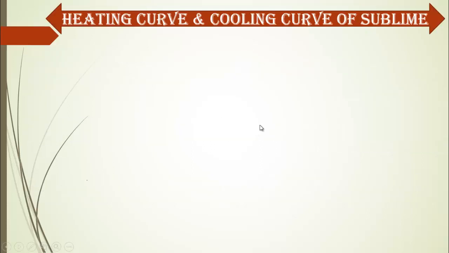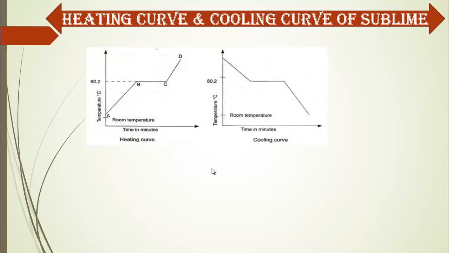Now we will learn about the heating curve and cooling curve of a sublime. This is different from the previous heating curve and cooling curve, that is for water or sodium chloride salt. Why? Because in those cases we have seen there are three physical states, solid, liquid and gas, but here in case of sublimes we have seen only two physical states, solid and gas, isn't it? So its heating curve and cooling curve will also be different, and it will be like this.